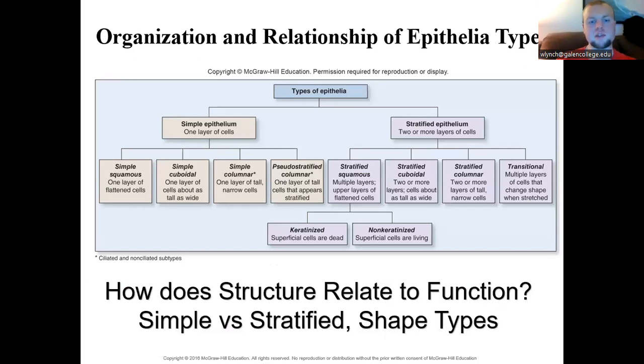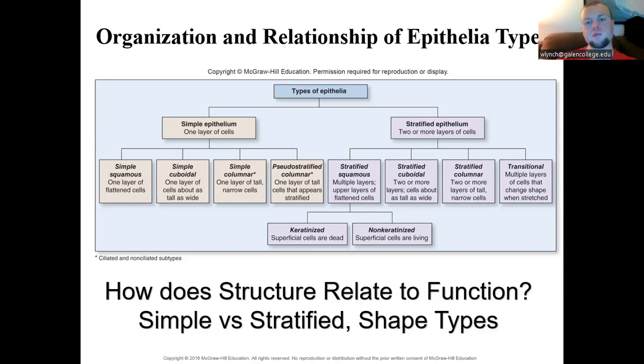So here's our organization and relationship of that. Remember that our simple epithelium comes in squamous, cuboidal, columnar shapes. If it is a pseudostratified columnar, that means it looks like it has multiple layers, but each one of those cells contacts the basement membrane, so it is just one layer. If it is a stratified epithelium, it has to have 2 or more layers of cells. If it is squamous, it's going to be multiple layered. If it is keratinized, it is at the surface of the skin. If it is non-keratinized, it can be in other surfaces, such as the mouth and the vagina.